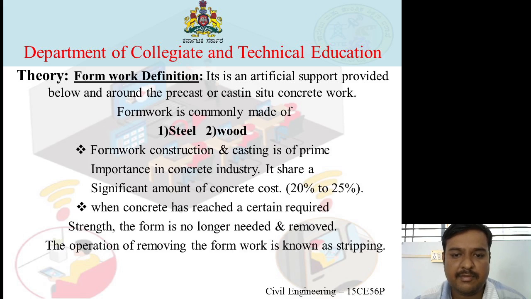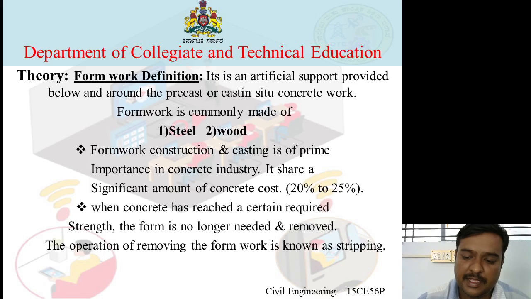ಅದನ್ನ ಬೇಕಾಗಿಲ್ಲ formwork ಅಂತ ತೆಗೆದುಬಹುದು. When concrete reaches certain required strength like 21 days, 28 days, etc., it is removed. The operation of removing the formwork is known as stripping. ಅದನ್ನ ಫಾರ್ಮವರ್ಕ್ ನ ತೆಗೆಯುವಂಥದ್ದು ಪ್ರಕ್ರಿಯೆಗೆ ಏನಂತ ಕರೀತಾರೆ, ಸ್ಟ್ರಿಪ್ಪಿಂಗ್ ಅಂತ ಕರೀತಾರೆ.